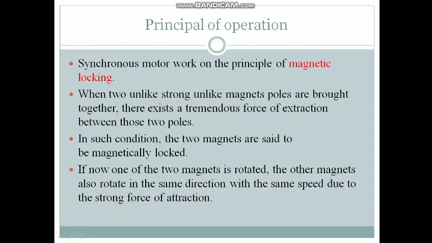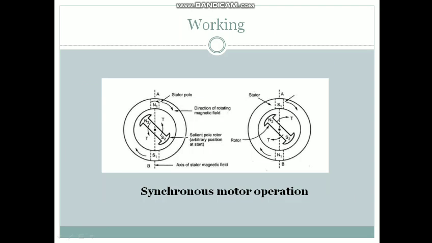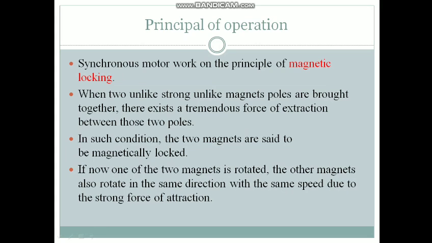Then let's see the principle of operation, how it works. Synchronous motors work on the principle of magnetic interlocking. So what is magnetic interlocking? When two unlike magnetic poles are brought together, that means when we bring a north pole and a south pole, there will be a force of attraction. This is the basic principle behind magnetic interlocking. In such a condition, the two magnets are said to be magnetically locked. If we move one of the magnets, the other magnet will also tend to rotate in the same direction.